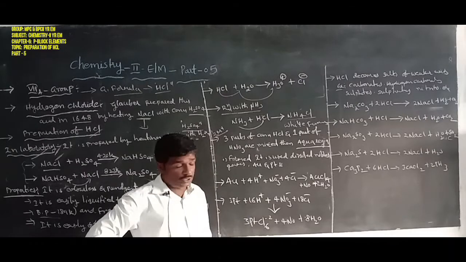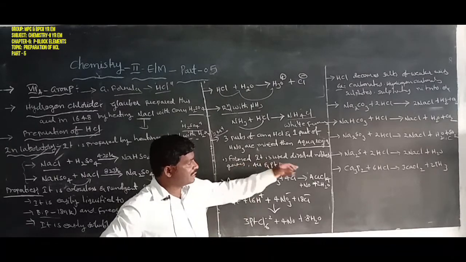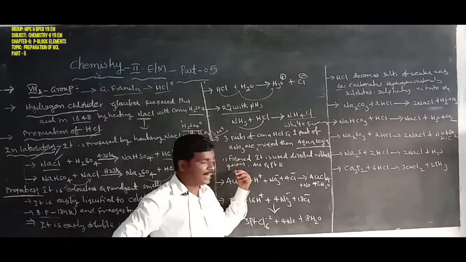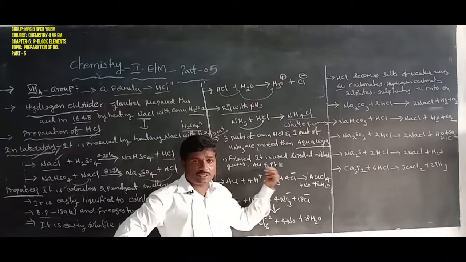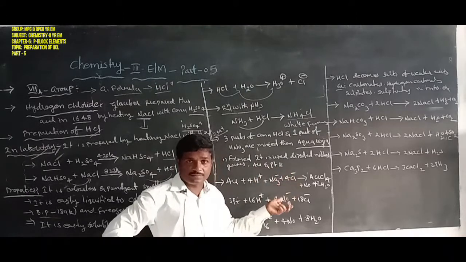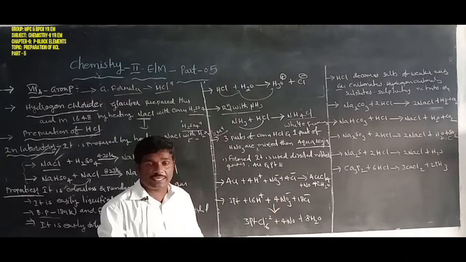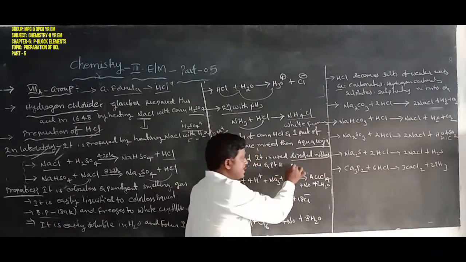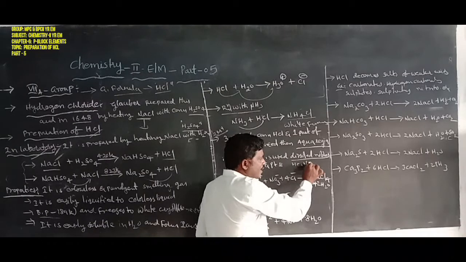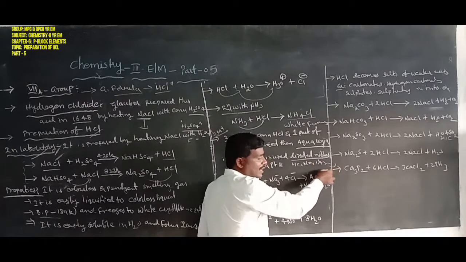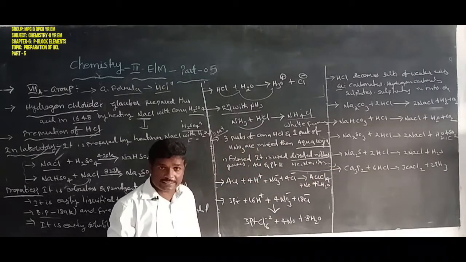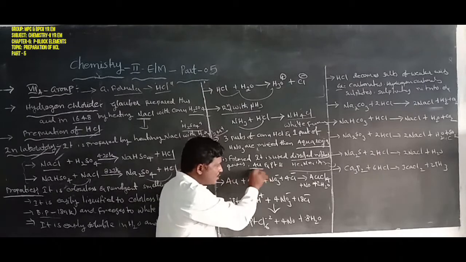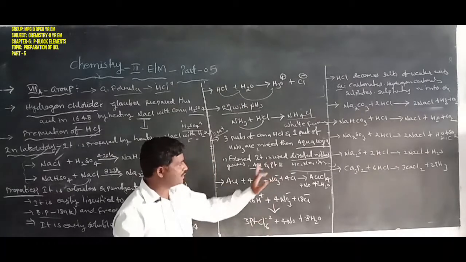How is it used? It is used for dissolving gold and platinum. Aqua regia is also used for dissolving noble metals. Next, gold, and the next one is platinum.